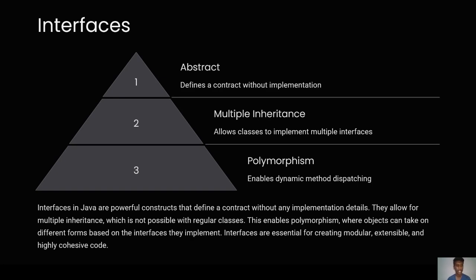Interfaces in Java are powerful constructs that define a contract without implementation details. They allow for multiple inheritance, which is not possible with regular classes. This enables polymorphism, where objects can take on different forms based on the interfaces they implement. Interfaces are essential for creating modular, extensible, and highly cohesive code.